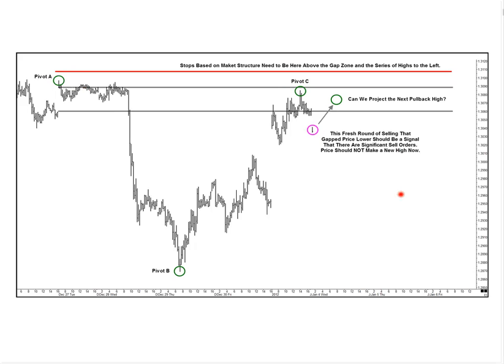Now, why would I want to draw a median line? If this made me sit up and pay attention, let me read what I wrote. This fresh round of selling that gapped price lower should be a signal that there are significant sell orders above this market. Price should not make a new high now, period. If price makes a new high now, I have no clue about this market.